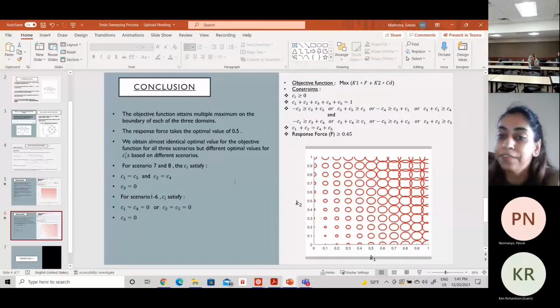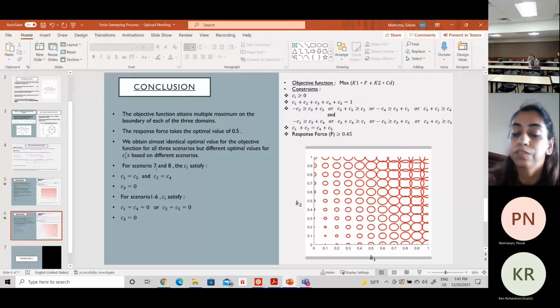When we have the response force and the conductance, we get slightly different optimal values of Ci. We also see that the response force always takes the value of 0.5 in this case. So our response force is always greater than the defined value, and we always have the ideal value for the response force. Again, we have different values for each Ci based on the different values of response force.